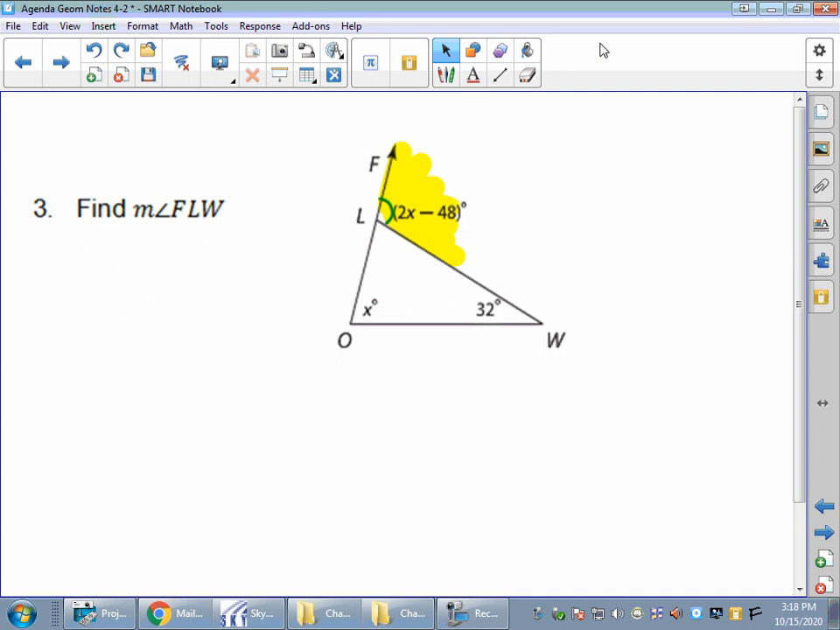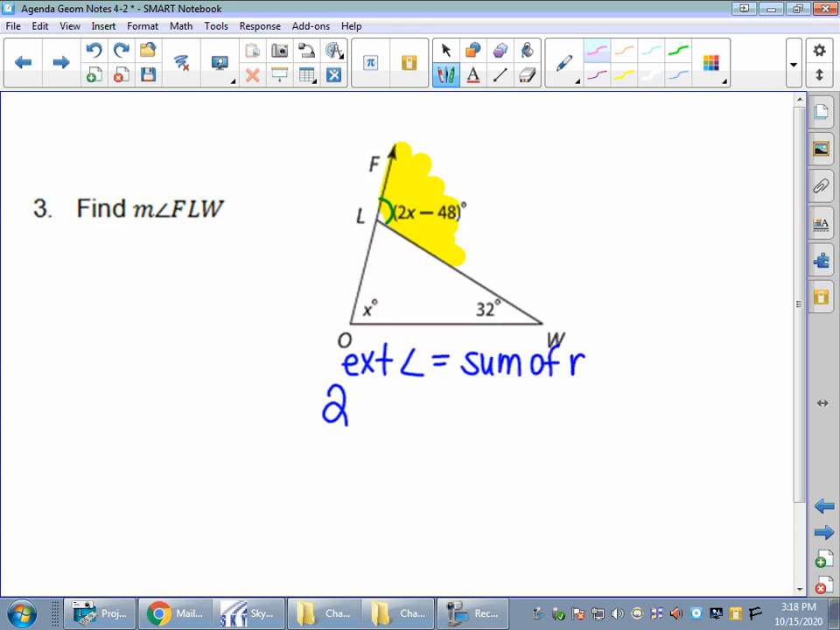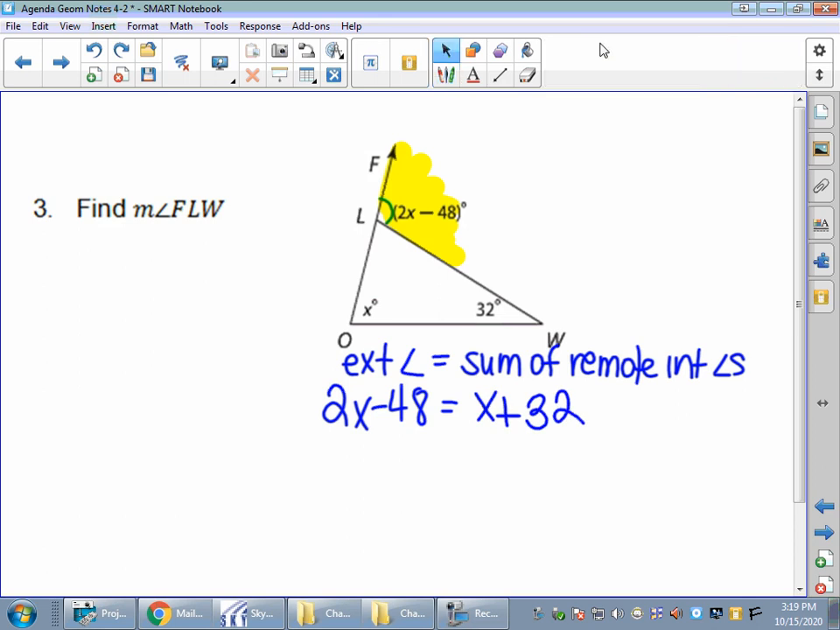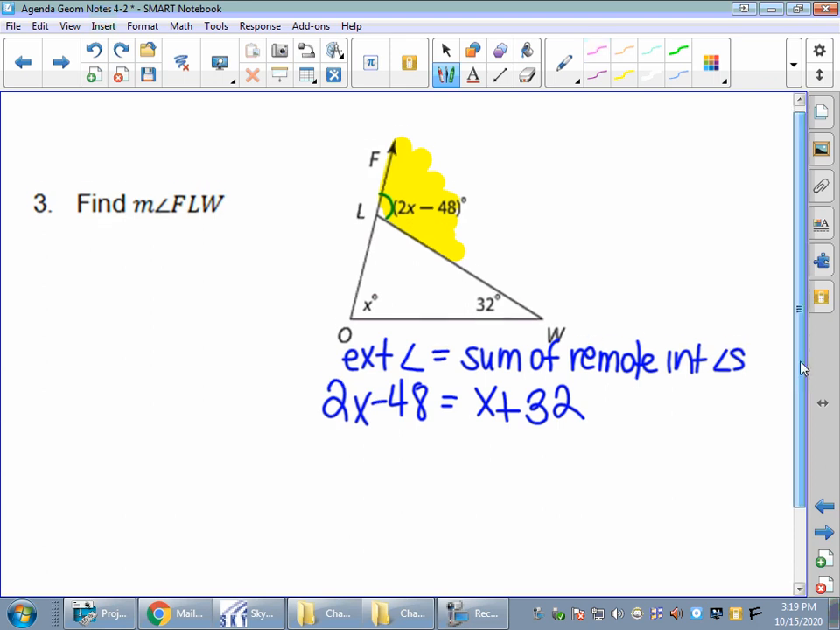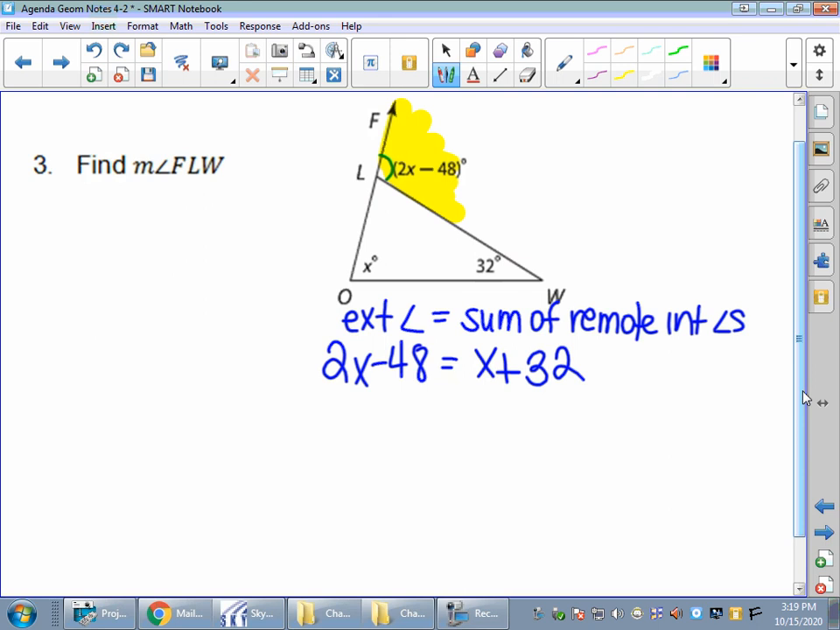So that means my remote interior angles are x and 32, right? So my exterior angle equals the sum of the remote interiors. So 2x minus 48 is my exterior angle. My two remote interiors, not adjacent to that highlighted angle, are x plus 32. So now I've just got myself an equation to solve. The hardest part was setting up the equation, and that's the tricky one because we don't use this one very often. That's why I wanted to do an example where you had to use the remote interior angles.